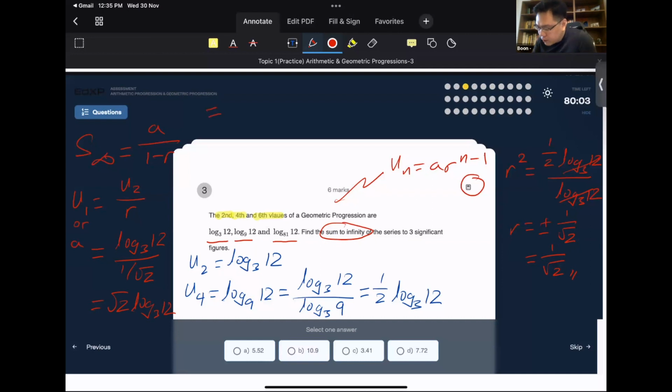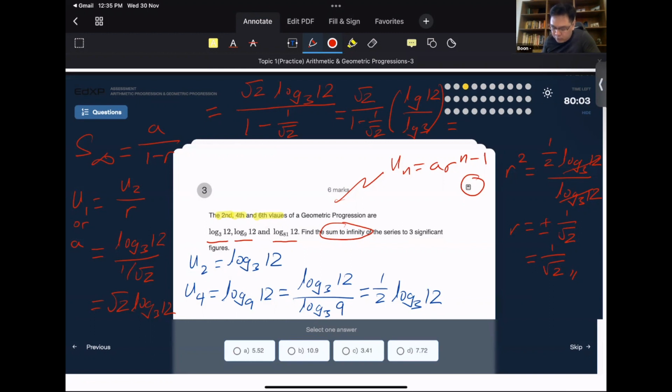Finally, to find the sum to infinity, we can take a over 1 minus r, so root 2 log_3 12 divided by 1 minus the common ratio, 1 over root 2. If you want to input this in your calculator, you can. So it's root 2 over 1 minus 1 over root 2. You can even change the base here, so you get log or ln 12 over log 3. So let's plug this into our calculator. You can pause the video if you need to try.